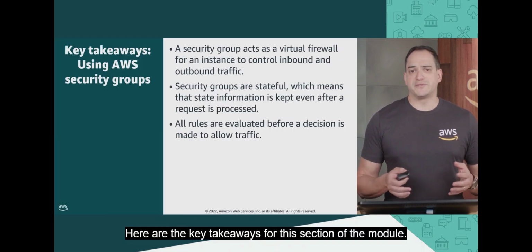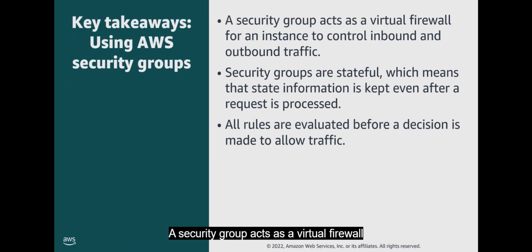Here are the key takeaways for this section of the module. A security group acts as a virtual firewall for an instance to control inbound and outbound traffic. Security groups are stateful, which means that state information is kept even after a request is processed. And finally, all rules are evaluated before a decision is made to allow traffic.